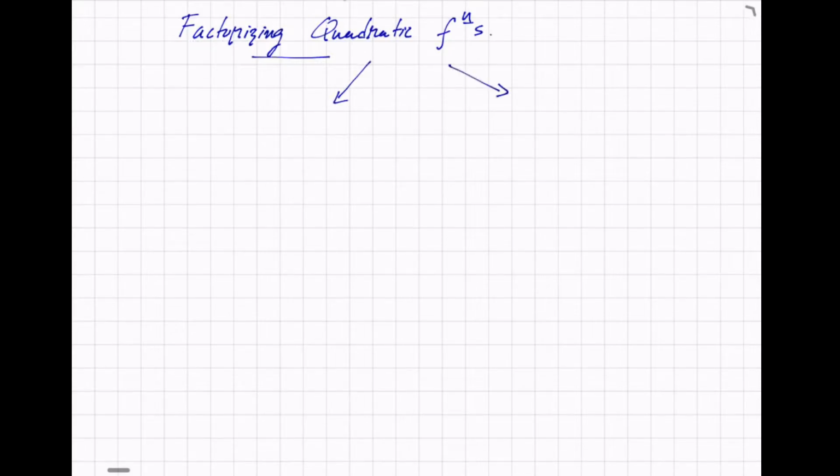So, factorizing quadratic functions. We can simply divide this into 2 parts. The first one is general factorization, I will teach you what it is. The second part would be the perfect square method.